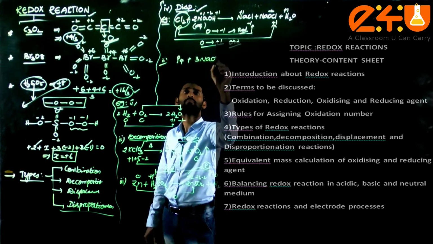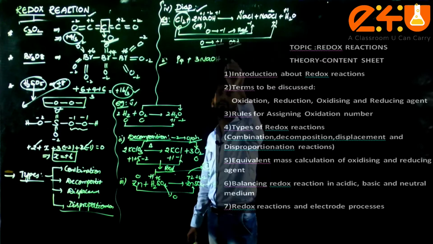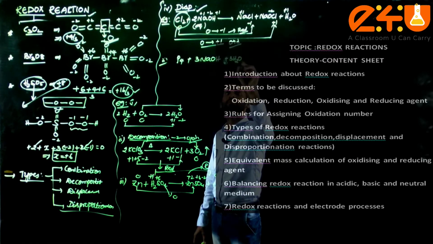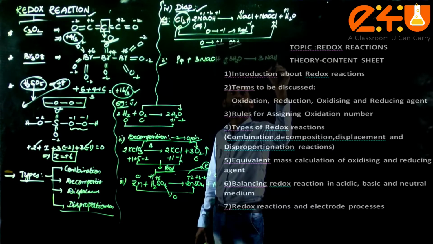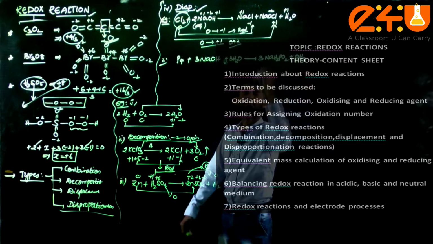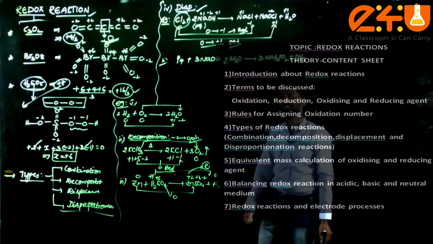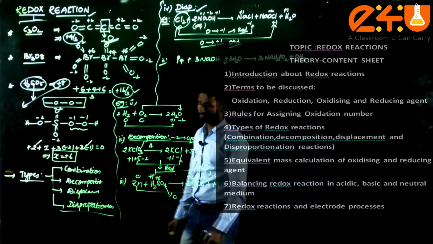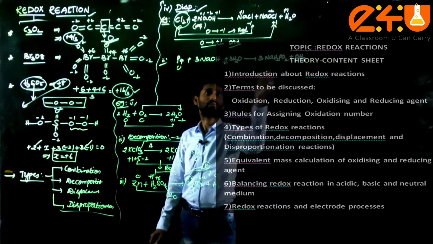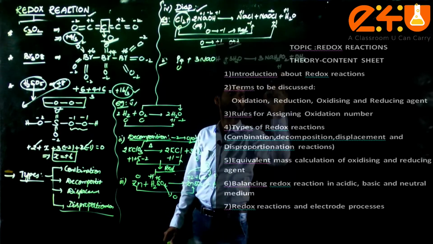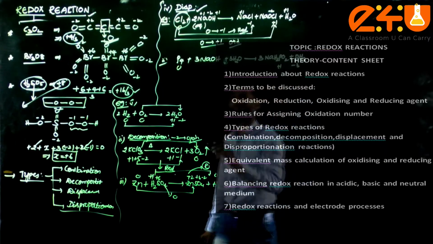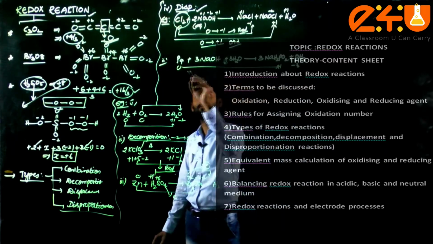Check one more example. When phosphorus reacts in atmospheric conditions with alkali, it forms 3 moles of sodium hypophosphite plus phosphine. It is a very important reaction which you studied in class 12 from the 15th group elements. Phosphorus is 0. Here it is +1. Next, what is the oxidation number here? -3. Check: 0 to +1 is an increase in oxidation number.